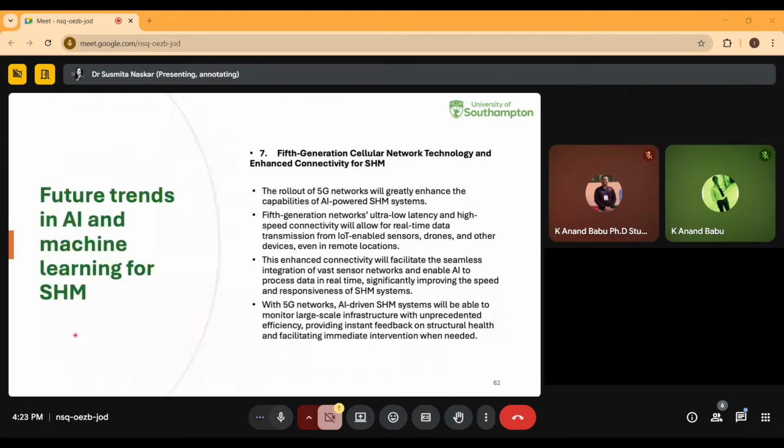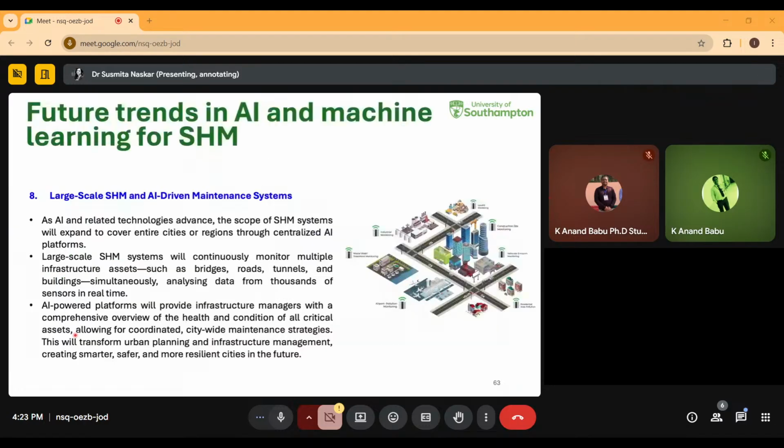And then the data answers blockchain, as I said. And then the fifth generation, 5G, where the connections can be more advanced, so you can actually get real-time data faster and better. And then definitely the large-scale SHM and AI-driven maintenance system, right? So which of those among the eight do you think has better features compared to the others?